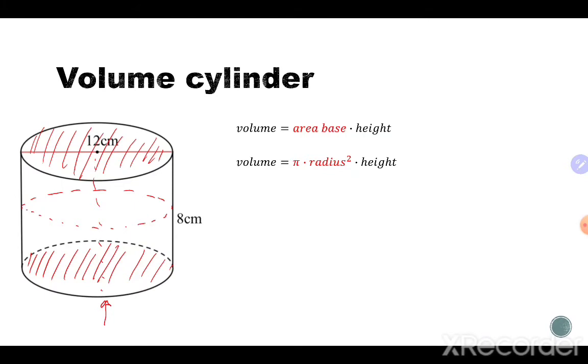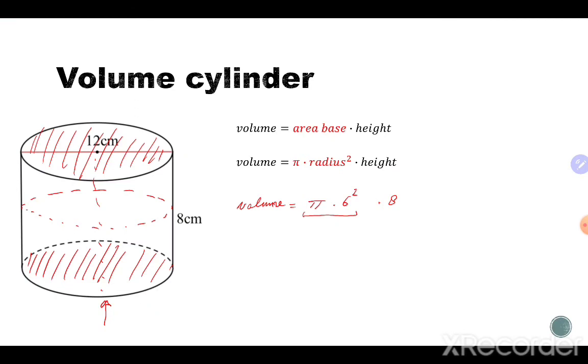Now again, in red letters, how can we calculate the area of the base, the area of the circle? It was pi times the radius squared. So we know that to calculate the area of the circle, it was pi times the radius to the second power. So to calculate the volume of my cylinder, we need to do pi times the radius, and they gave you the diameter of 12 centimeters, so the radius is 6, to the second power. So this is the area of the base, and then times the height, and the height is 8 centimeters.